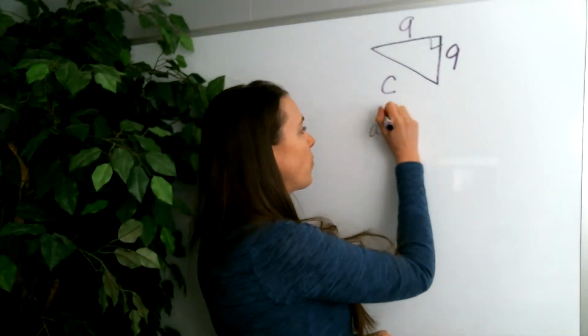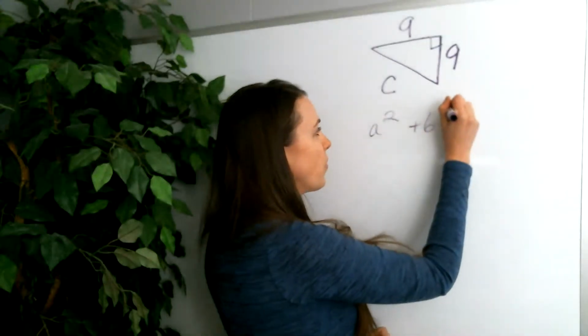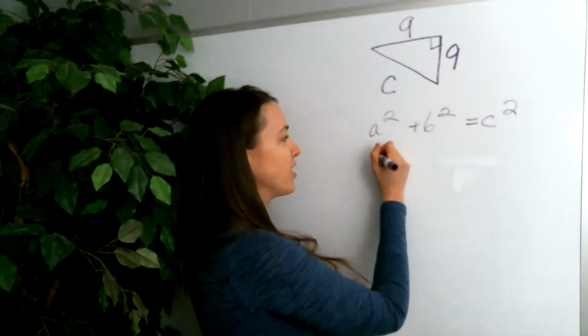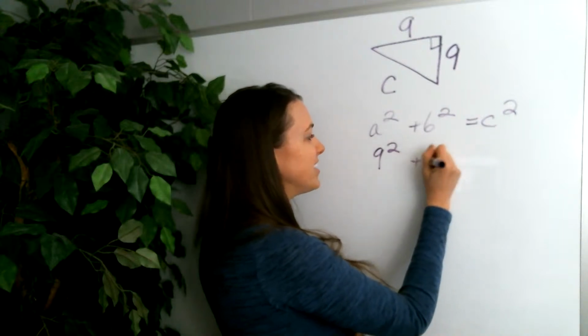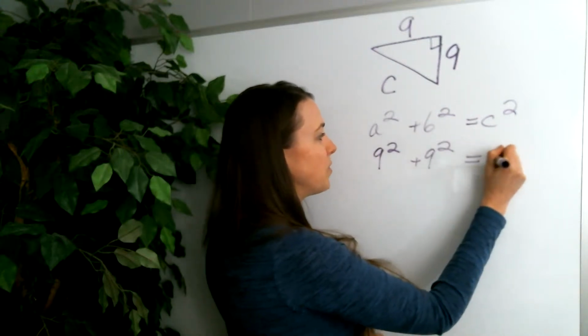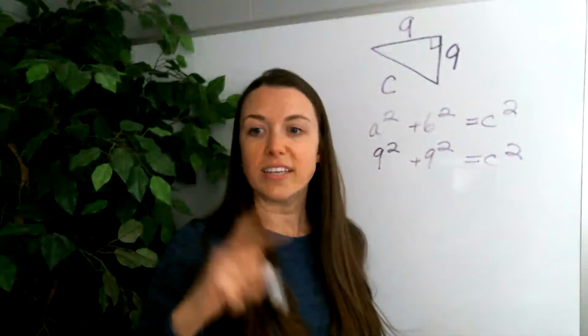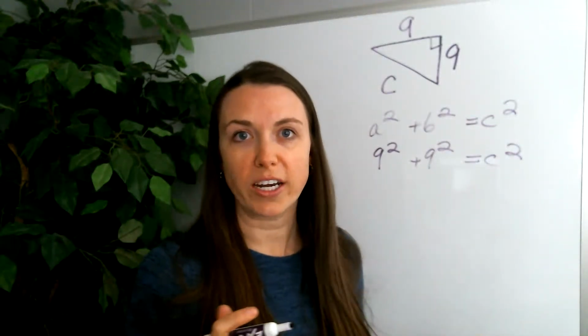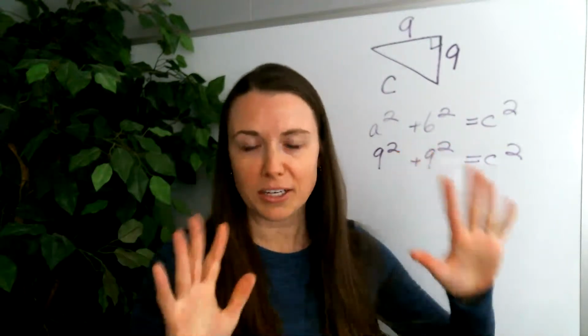So I have my a squared plus b squared equals c squared. So a squared, we're going to call that 9, plus 9 squared equals c squared. All right, so 9 squared is what? Type in the chat, tell me what is 9 squared. 9 times 9. Here's a trick.